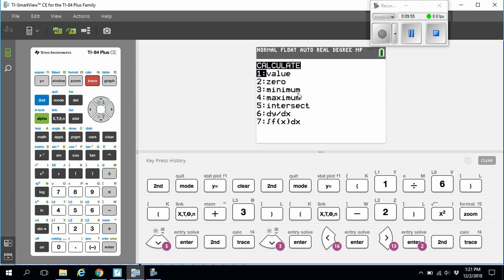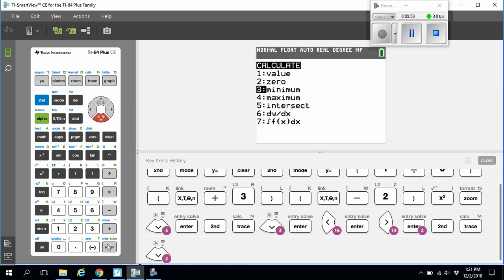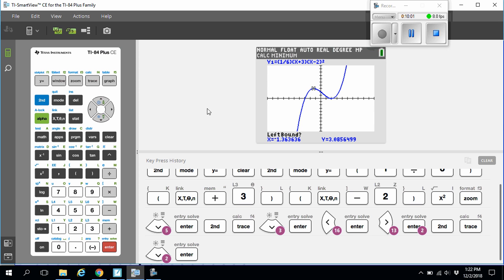And we're going to go to number 3 where it says minimum. So down arrow to number 3 and press enter. Now, once again, it's going to ask you for a left bound, meaning where our local min is, we have to be on the left-hand side. So this is where you really need to make sure you know the difference between your left and right. So remember, I can only use the left and right arrows to move my cursor.